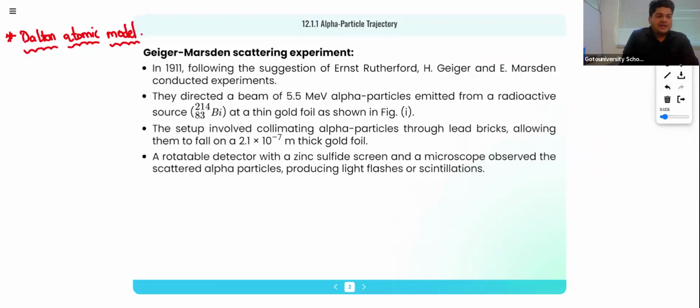Okay. According to Dalton, atom was an indestructible particle. Second, atoms of a given element are identical. And third, atoms can combine with another atom to form a new substance.